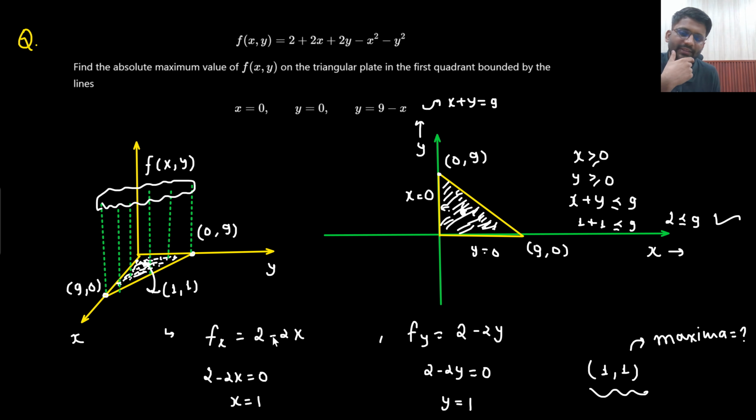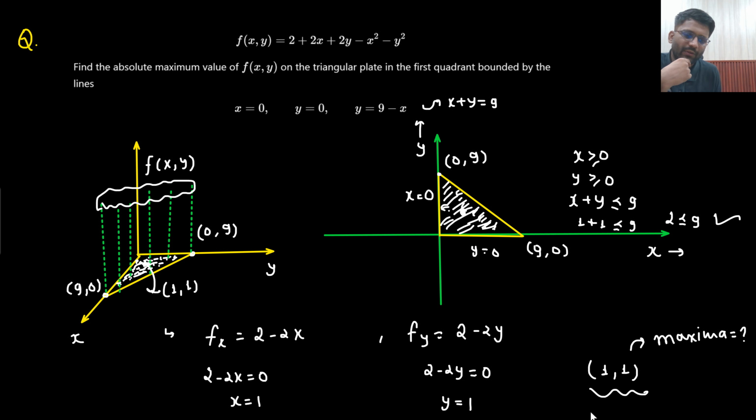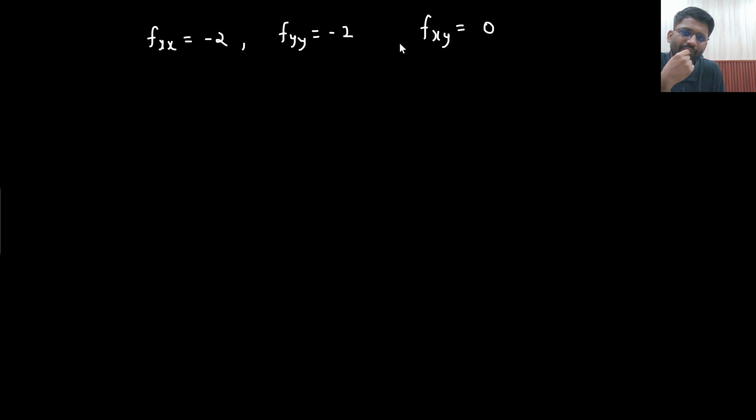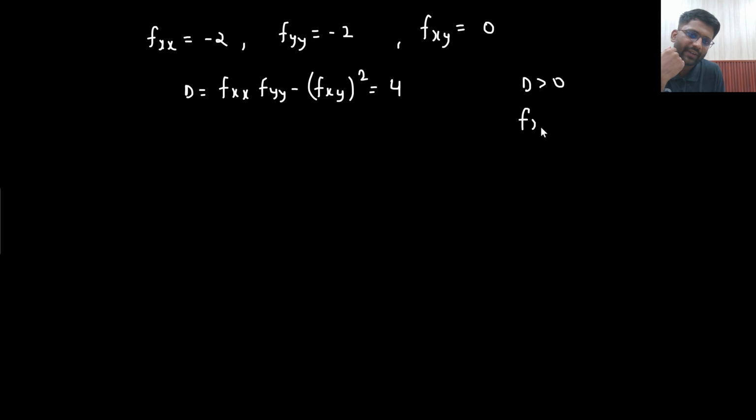So let's find out fxx. What will be the value of fxx? That will be minus 2. What will be the value of fyy? That will also be minus 2. And what will be the value of fxy? Differentiation with respect to y, that will be 0. Okay. What will be the value of D? fxx fyy minus fxy whole square. So the answer will be 4. So D is greater than 0, but fxx is less than 0. What does that mean? That means it is the condition of maxima only.